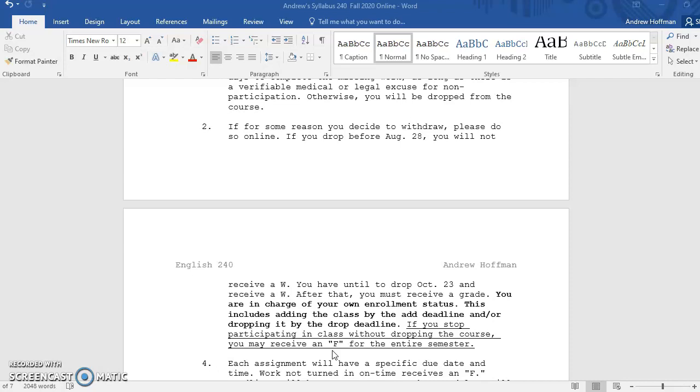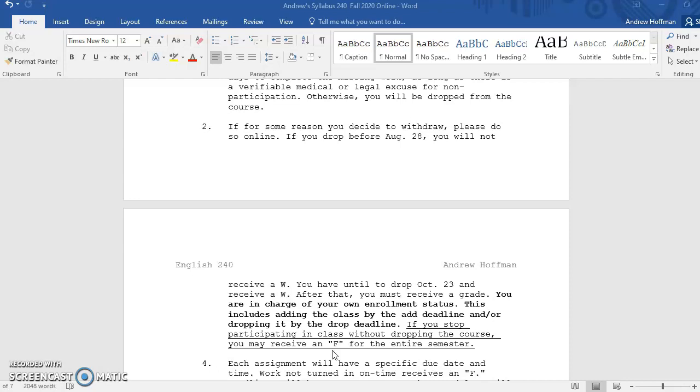The school wants you to finish most of the classes that you attempt. Secondly, and I'm not sure how likely this is in the fall 2020, if you're a student athlete, that is, you're on one of our Mesa College athletic teams, you have to maintain a certain number of units per semester. If you fall below that number of units, you will be dropped from the team.